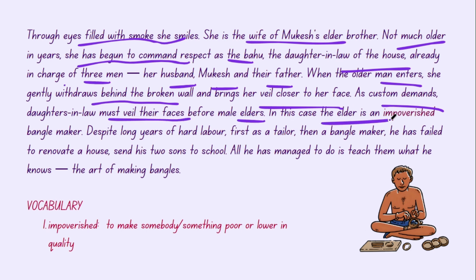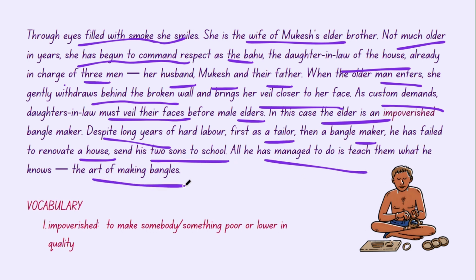In this case, the elder is an impoverished bangle maker. Despite long years of hard labor, first as a tailor, then a bangle maker, he has failed to renovate a house, or send his two sons to school. All he has managed to do is teach them what he knows: the art of making bangles.